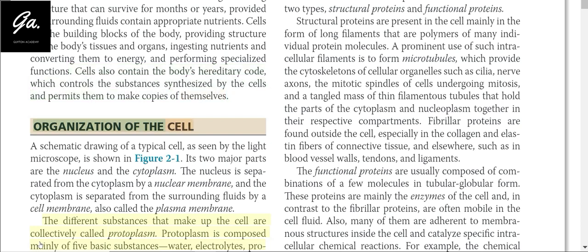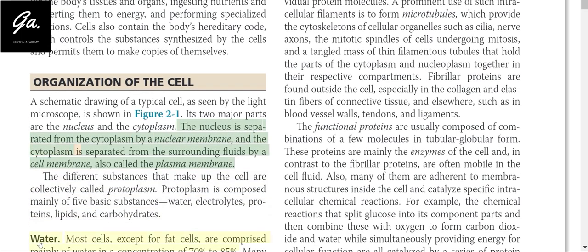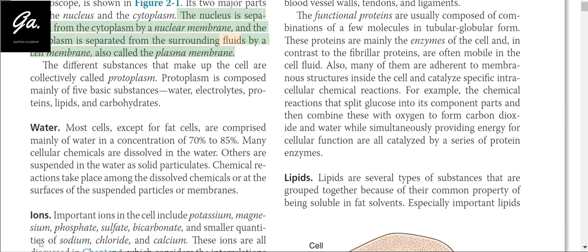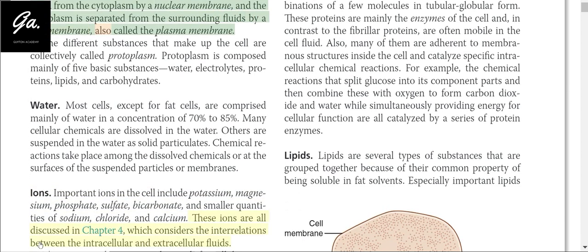Organization of the cell. A schematic drawing of a typical cell, as seen by the light microscope, is shown in Figure 2:1. Its two major parts are the nucleus and the cytoplasm. The nucleus is separated from the cytoplasm by a nuclear membrane, and the cytoplasm is separated from the surrounding fluids by a cell membrane, also called the plasma membrane. The different substances that make up the cell are collectively called protoplasm.